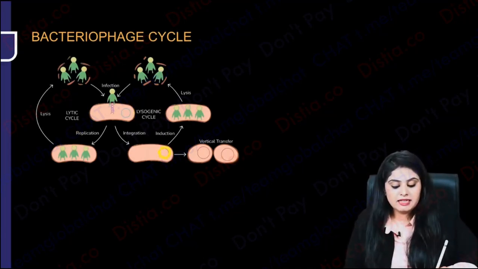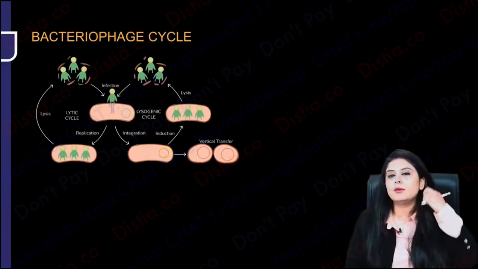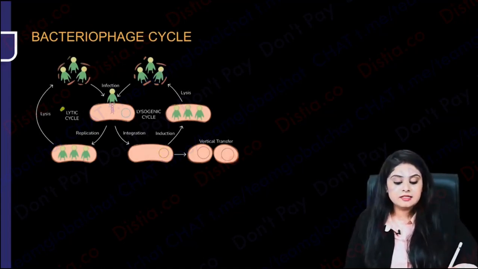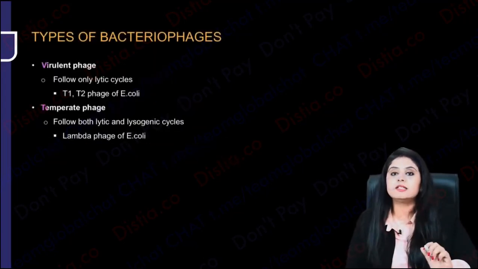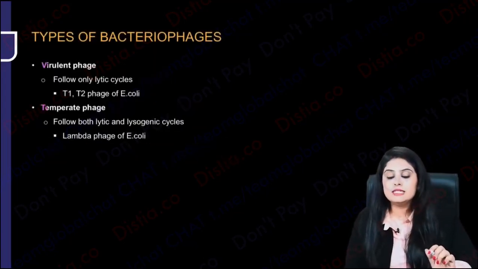Lysogenic means that they are going to combine with the bacteria. They are not going to break and come out. Just remember these two things. Lytic cycle means that they are going to break and come out, and lysogenic cycle means that they are going to combine with the bacteria. All this rote learning I'm making you do so that I can tell you the details in a while.